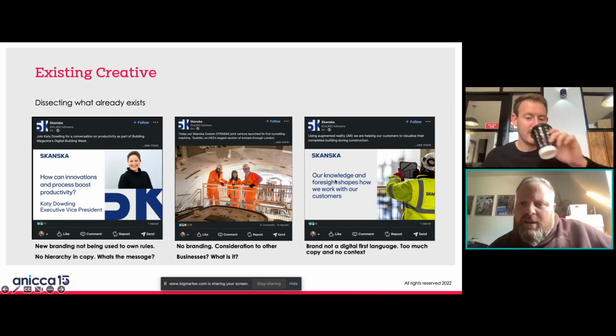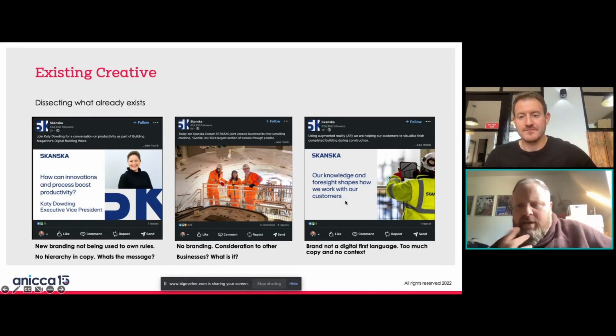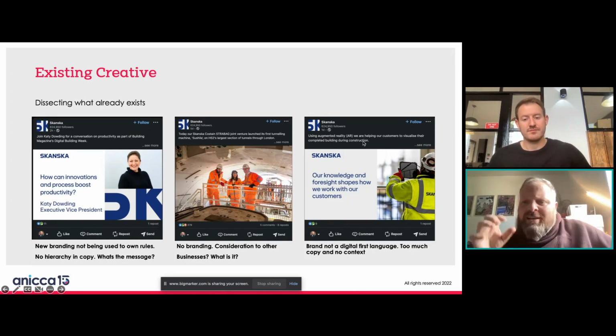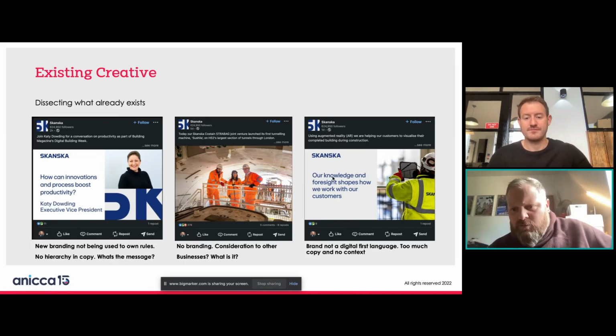Finally, on the third one here, it's not a digital first language. There's too much copy and no context. "Knowledge and foresight shapes how we work with our customers." Okay, thank you. But what is it you're trying to say? Well, actually, you read the copy: they use augmented reality and they help customers to visualize their completed build during construction. That's brilliant. Reword that and actually make that statement with a click through to read a blog or whatever it may be. Now, that's fine.